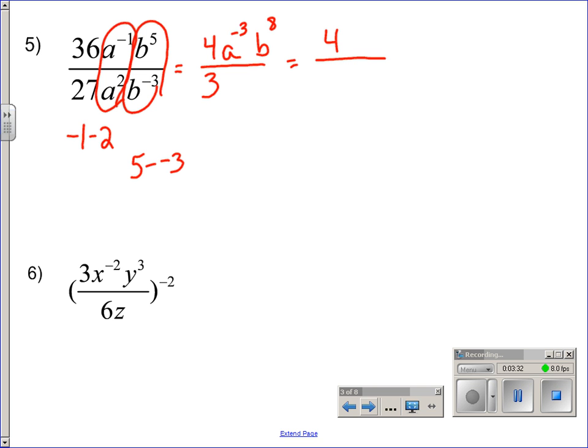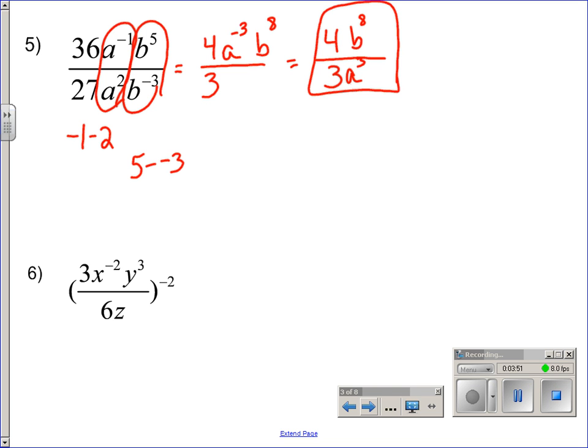So the 4 and 3 are positive. Let's look at a to the negative 3. If it's on top, when we flip it, it becomes where? On the bottom. So it's a to the 3rd. B is already positive, so it stays on top. And that is your answer.